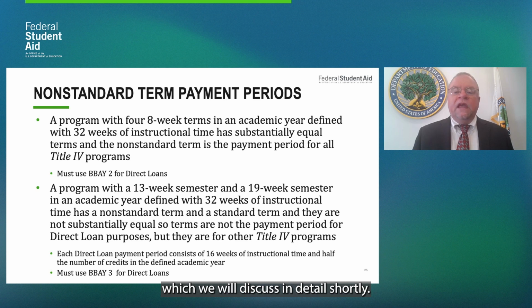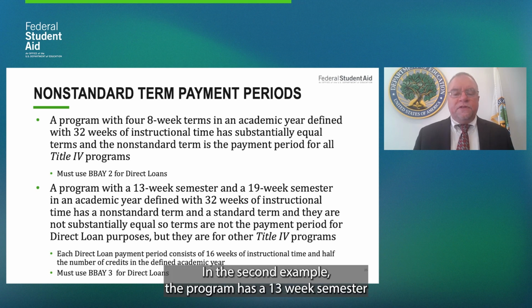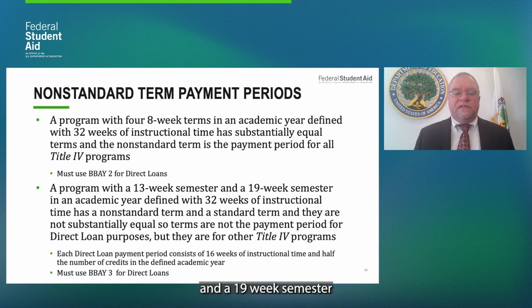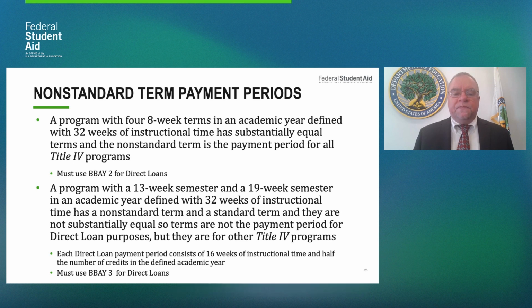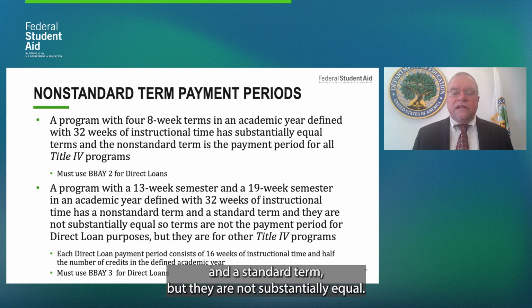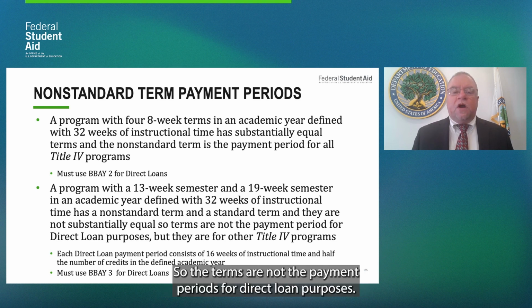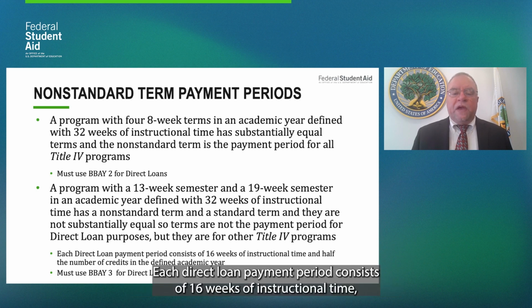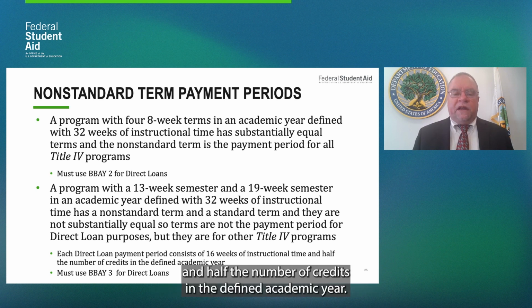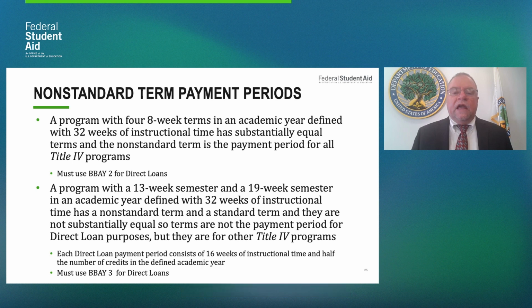In the second example, the program has a 13-week semester and a 19-week semester in an academic year defined with 32 weeks of instructional time. This program has a non-standard term and a standard term, but they are not substantially equal, so the terms are not the payment periods for direct loan purposes. However, they are for the other Title IV programs. Each direct loan payment period consists of 16 weeks of instructional time and half the number of credits in the defined academic year. Direct loans must be administered using BBAY 3.